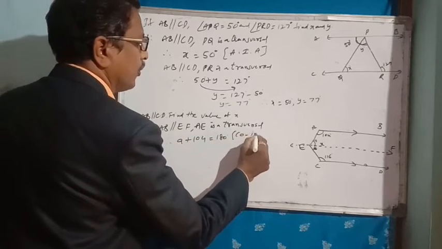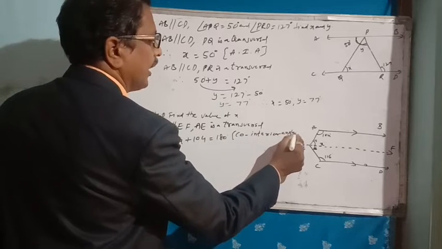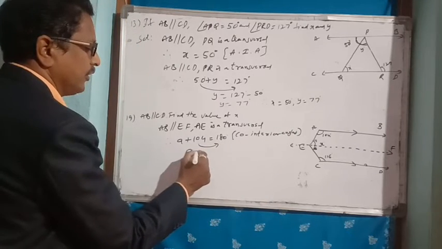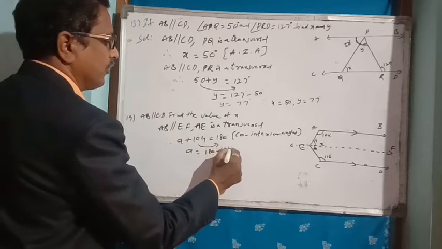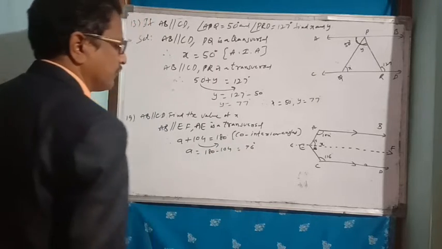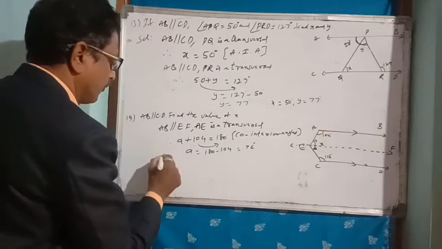Those are called co-interior angles. Interior angles on the same side of the transversal. So 104 goes to the other side. A equals 180 minus 104, which is equal to 76 degrees. A equals 76.